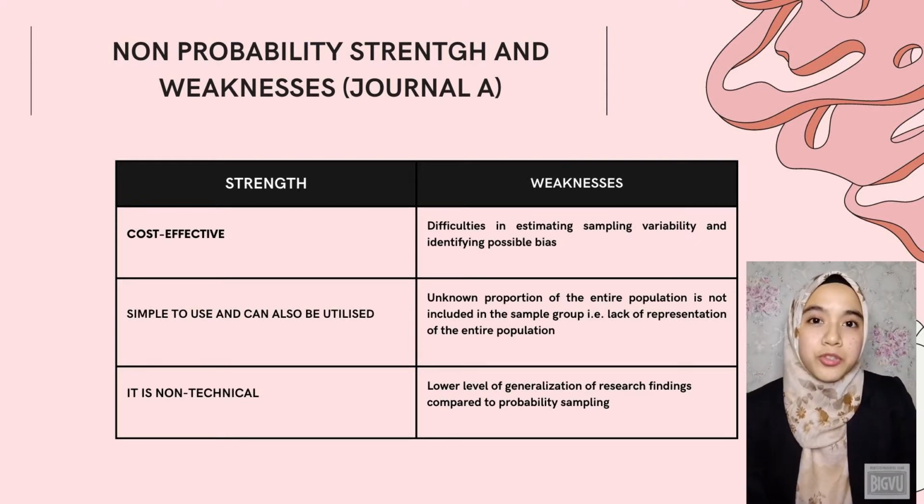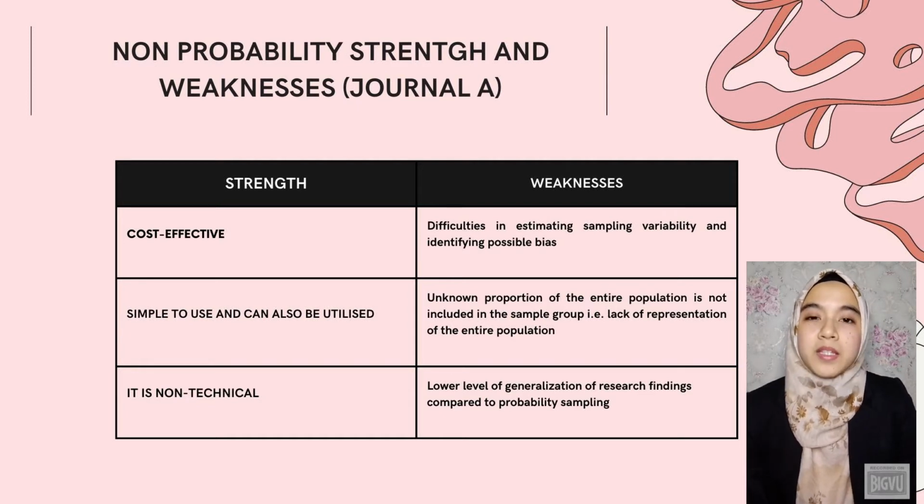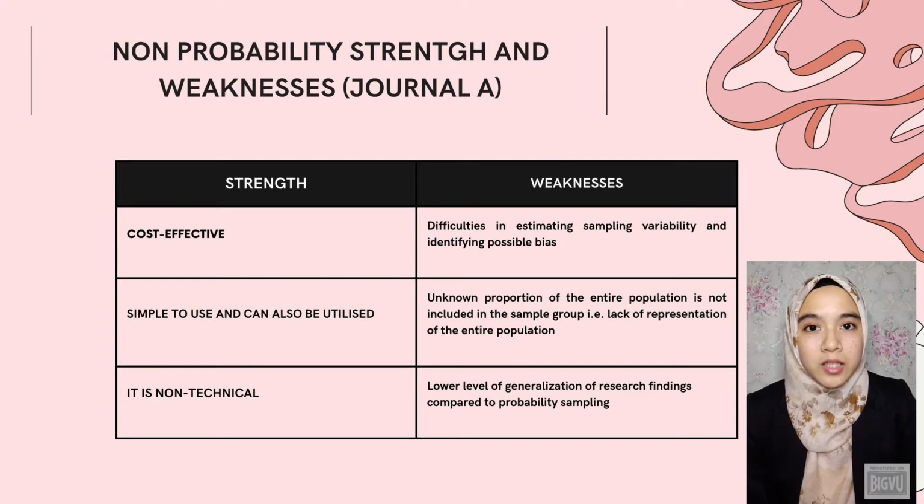Next, it is simple to use and can also be utilized. Non-probability sampling is a simple method of sampling that does not need a lengthy procedure. It's quick and efficient. As a result, the time saved may be put toward analyzing the data and drawing conclusions. The sampling strategy mainly relies on the researcher's knowledge. It is carried out by observation and is commonly used in qualitative research.